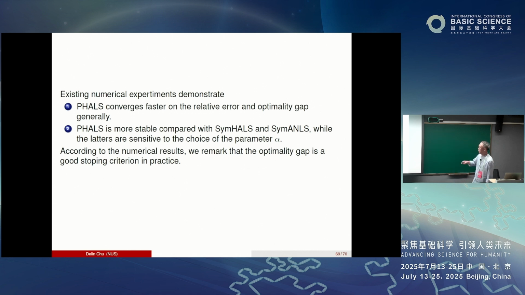For data set 1, maybe we can choose a good parameter alpha equal to 1. Then if we change the data set, the alpha value also must be changed. How to change it, we don't know. Also, according to our numerical results, the optimal gap is a very good measure for a KKT point. Now I stop my talk. Thank you very much.